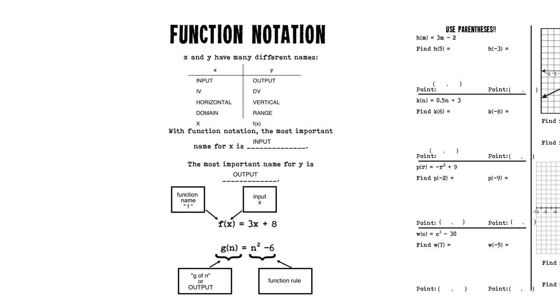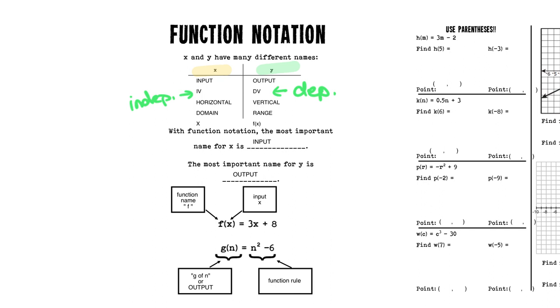All right, guys, today we're going to look at function notation. Here we have some notes that are filled in for you. I want to point out a couple of things. First of all, the names of input and output, X and Y, are here. IV stands for independent variable, and DV, dependent variable. So this is independent, and then this is dependent.